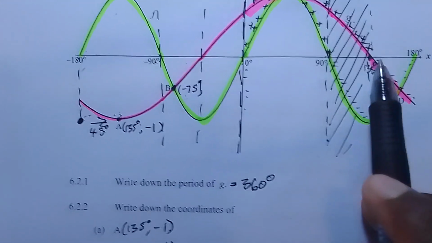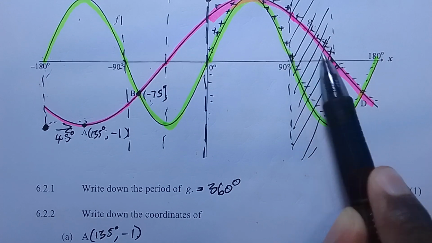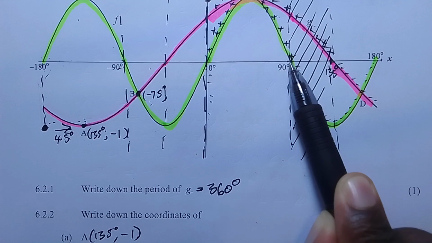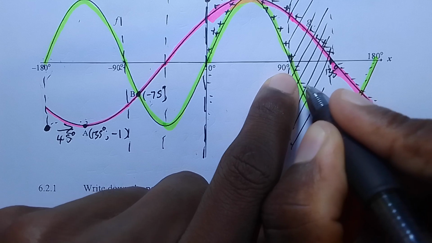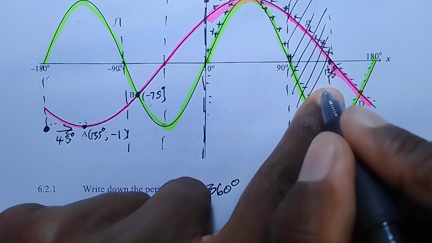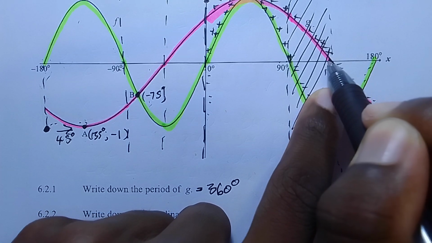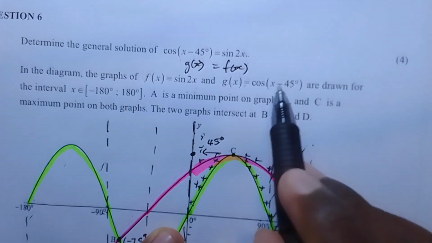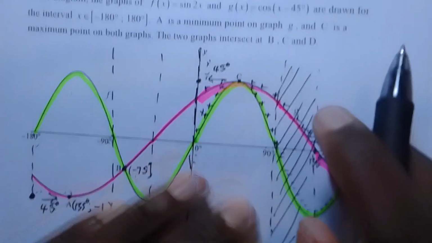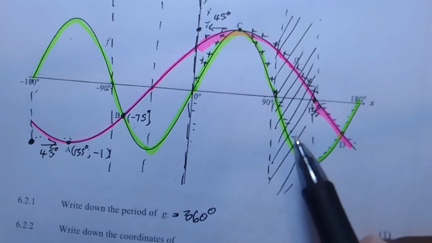One answer would be you could use transformations, because this on the original cosine graph would have been at 90, and we know that this graph shifted 45 degrees that way to form the new function, which is cos(x minus 45). So you just take 90 and add 45 degrees to get this point. Or you could take this function and equate it to 0 to find the intercept, and you are probably going to get 135 as one of your solutions.